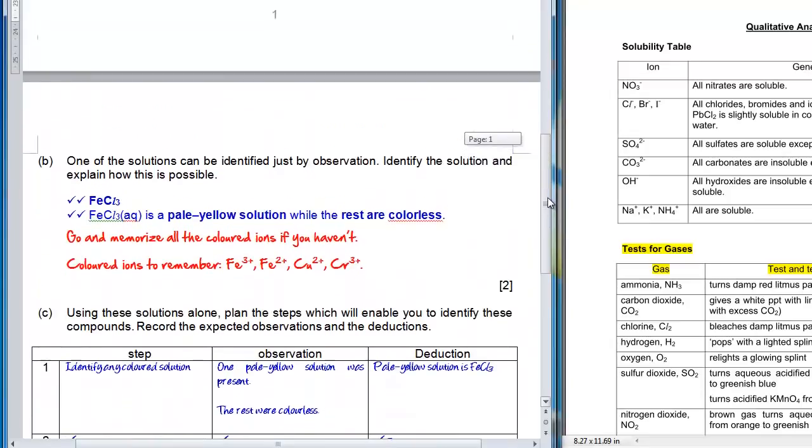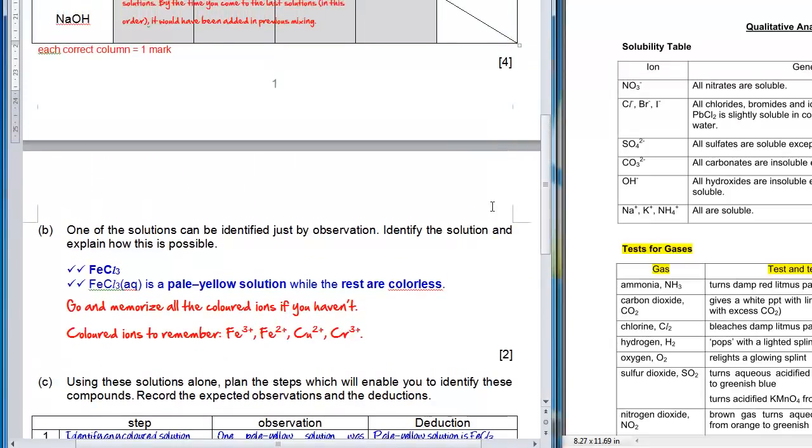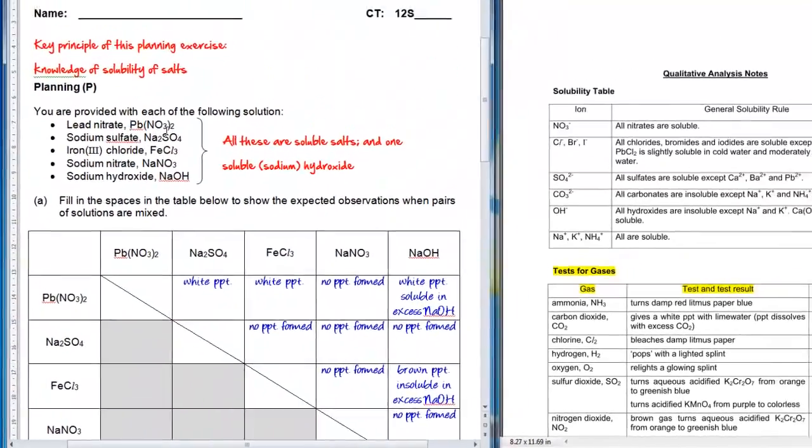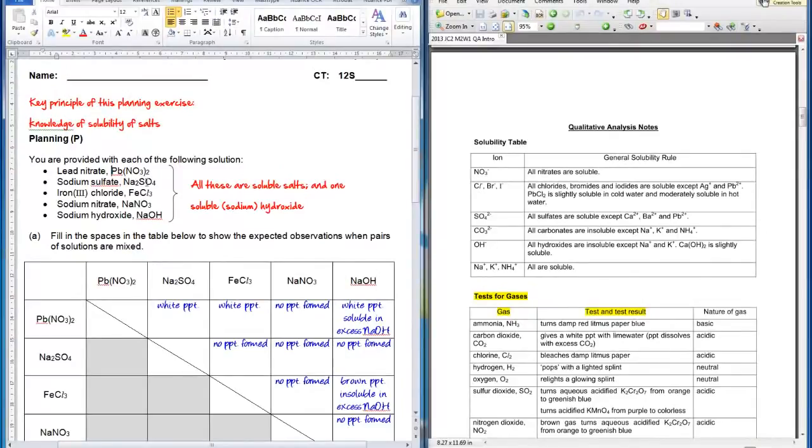So the question here is: one of the solutions can be identified just by observation. You are supposed to identify the solution and explain how this is possible. The answer is iron trichloride, because iron trichloride is a pale yellow solution, while the rest are colorless. Let's take a look at this over here. Lead nitrate is a colorless solution. Sodium sulfate, again, is colorless. Iron trichloride, colored. Sodium nitrate, colorless. Sodium hydroxide, colorless. So by just looking at the solution, you can positively identify iron trichloride.